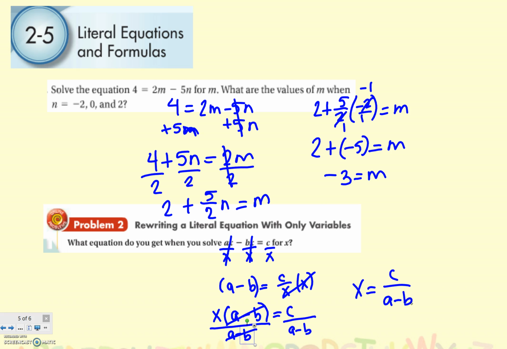That one is a little tricky, so let's look at it again. You're going to first divide everything by x to split them up from the a and the b. So that leaves you with a minus b equals c over x. But then we have to move the x back over. So multiply by x on both sides. Make sure to put the a minus b in a parentheses, because that way we can just divide by a minus b, and it leaves us with x equals c over a minus b.